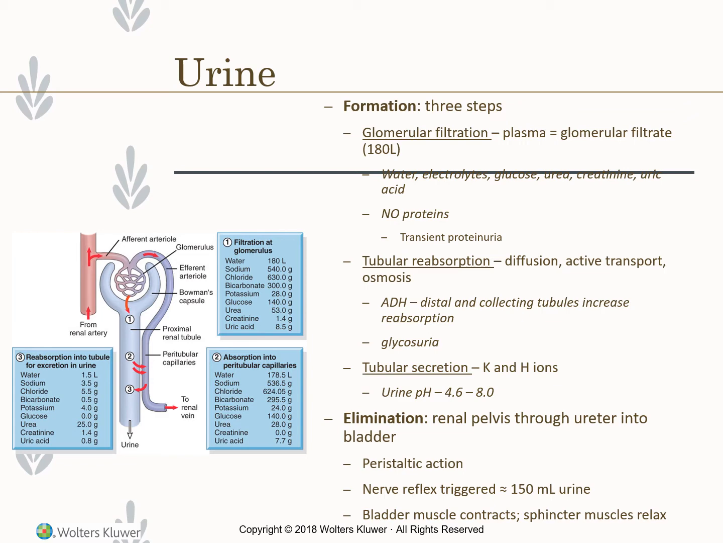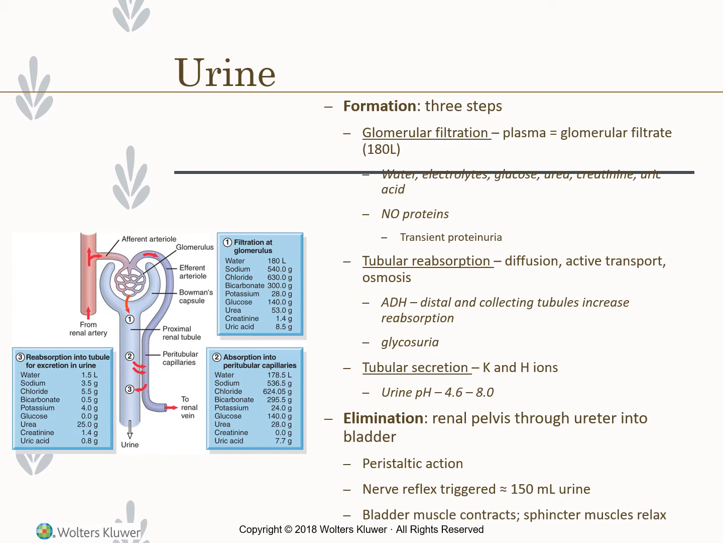Elimination is through the renal pelvis, first through the ureter into the bladder. This is done by peristaltic action. The nerve reflex is triggered. Let me explain that a little further. Urine is formed in the renal tubules, moves into the collecting duct, and then into the renal pelvis, the ureter, and the bladder, where it is stored until urination occurs.